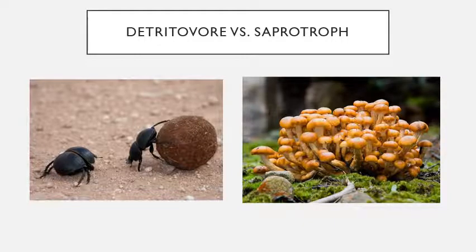So that wraps up our general vocabulary on roles that organisms can play in an ecosystem. And then what we're going to look at next time is how energy is used by an ecosystem, and what changes occur to that energy as it moves through the ecosystem.